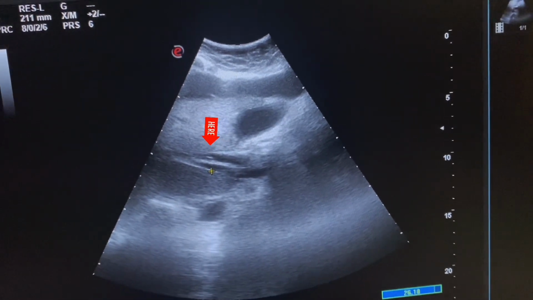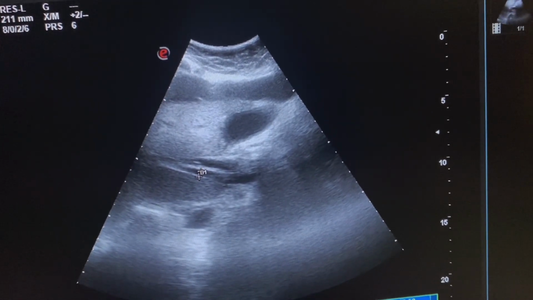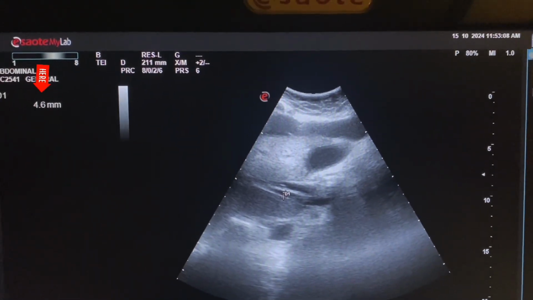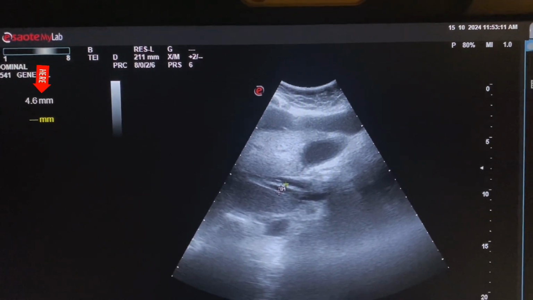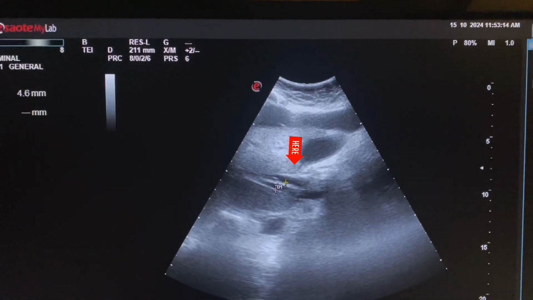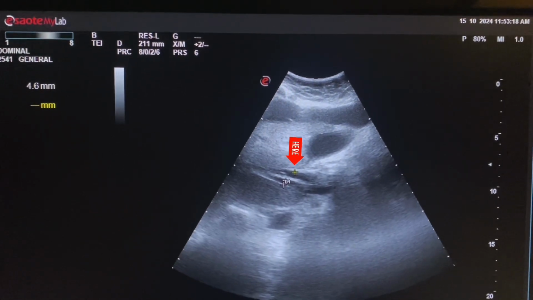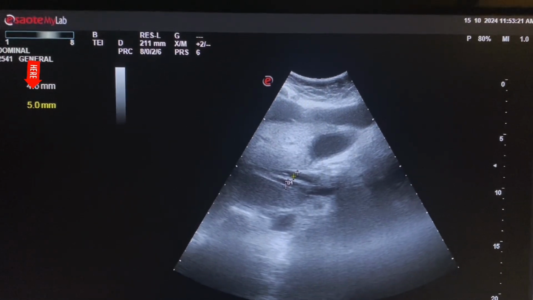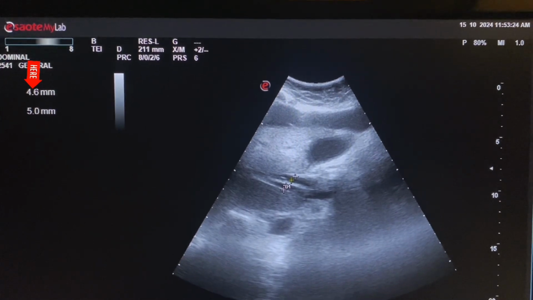Now we measure the size of portal vein. The size of portal vein is 4.6 millimeter, which is normal. The normal size of portal vein is up to 12 millimeter. Now we measure the size of common bile duct, which is 5 millimeter. The normal size of common bile duct is up to 6 millimeter.